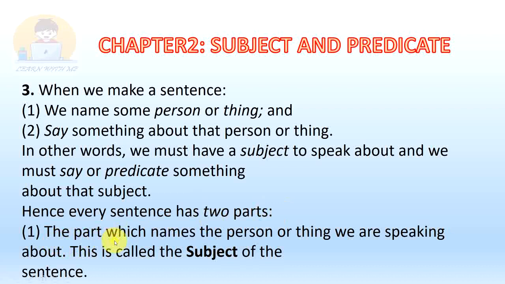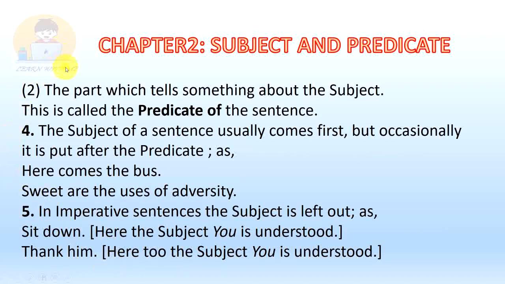1. The part which names the person or thing we are speaking about. This is called the subject of the sentence. 2. The part which tells something about the subject. This is called the predicate of the sentence. 4. The subject of a sentence usually comes first, but occasionally it is put after the predicate, as Here comes the bus. Sweet are the uses of adversity.